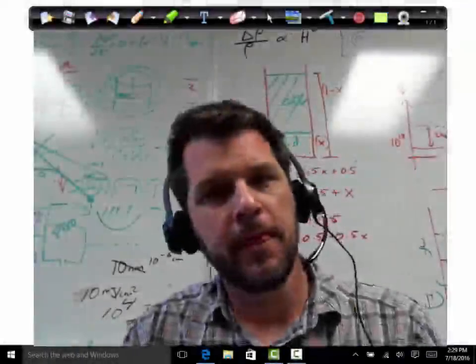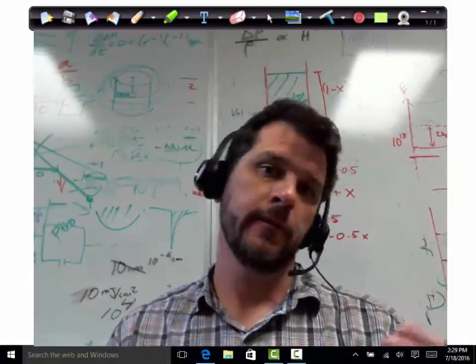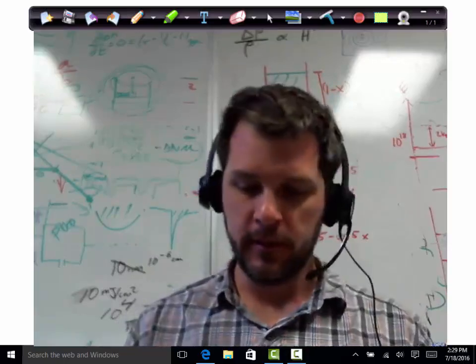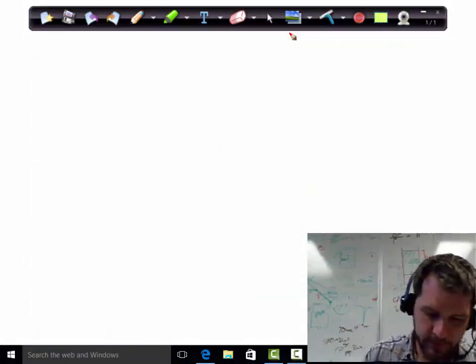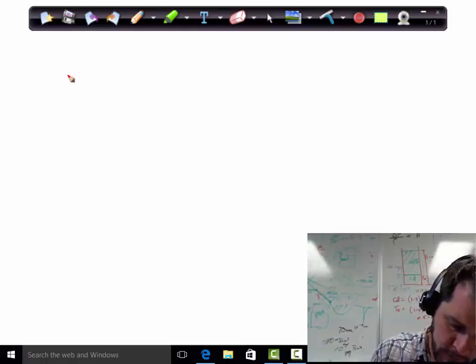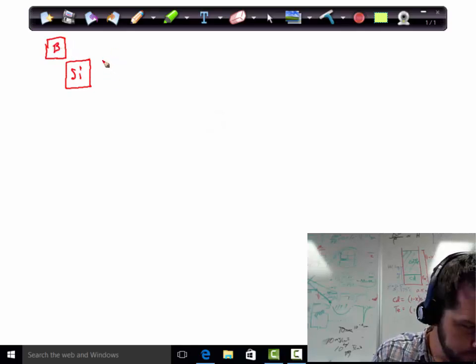Alright, hi everyone. So now we're going to look at the more useful type of semiconductor, which is a doped semiconductor. So I want you to remember back to your chemistry for a moment, and we want to think about where silicon is on the periodic table. And it turns out that there are elements to the left and to the right of silicon.